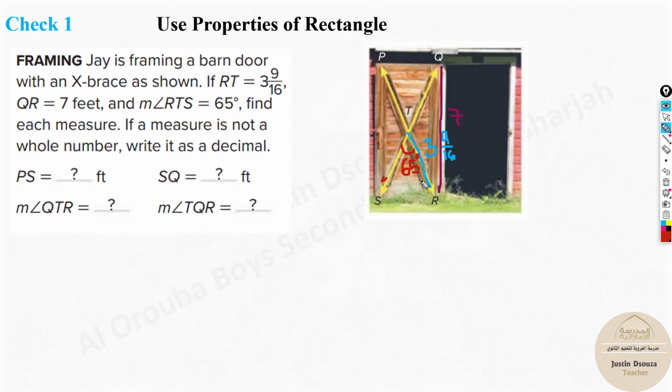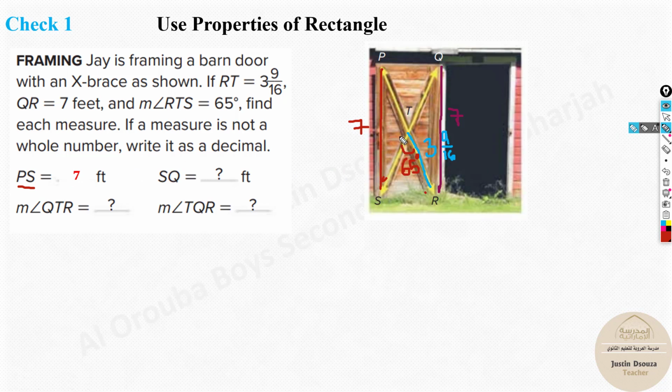So they are given as a diagonal length, a side length, and an angle. Let's first find PS. What is PS? We know QR is 7, PS is the opposite side, it must be congruent and it must be 7. That is very straightforward. What is SQ?